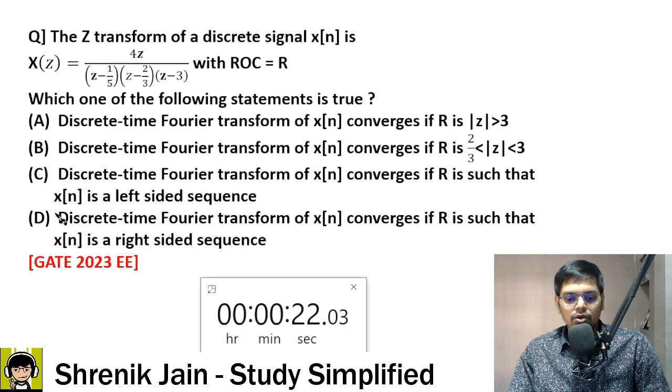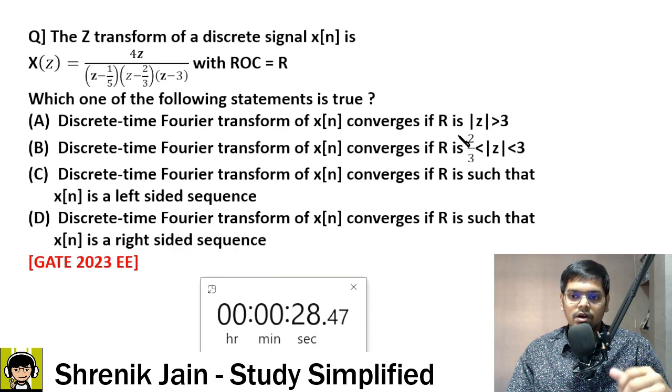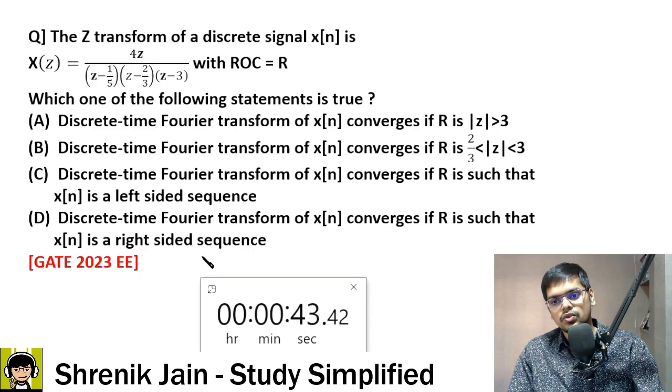Now you have to find the statement which is true from options A, B, C or D. This is an MCQ, only one statement is true. Option A: DTFT of x[n] converges if R, the region of convergence, is |z| greater than 3. Or it converges when the region of convergence is in this range. Or it converges when the signal x[n] is a left-sided sequence. Or it converges when the signal is a right-sided sequence.